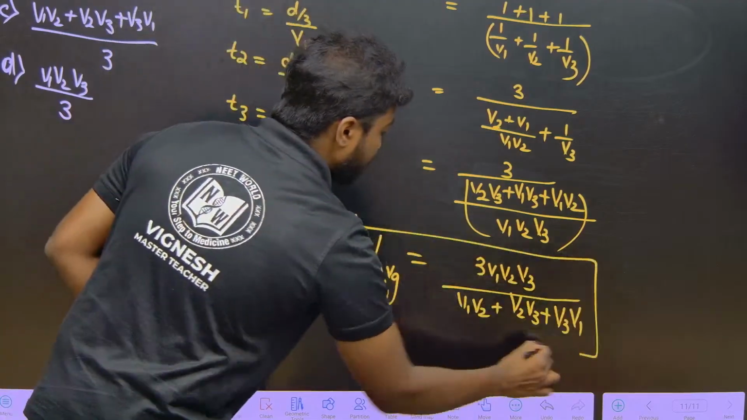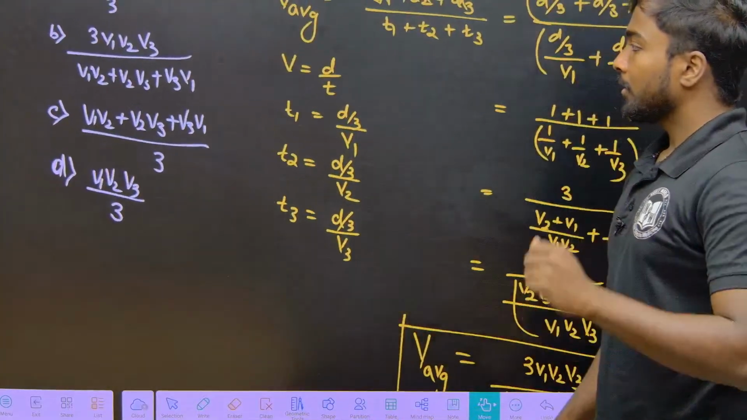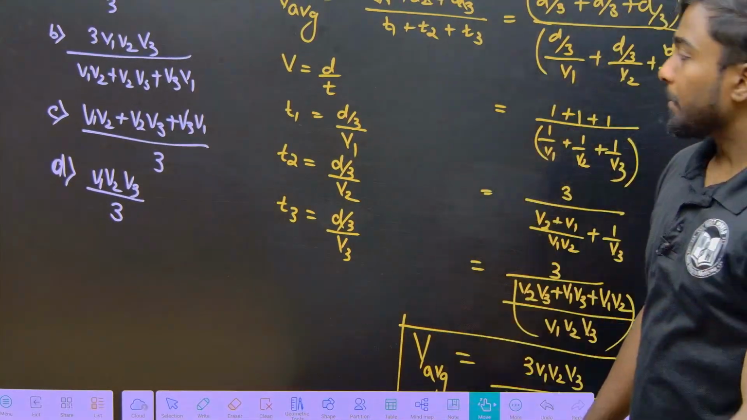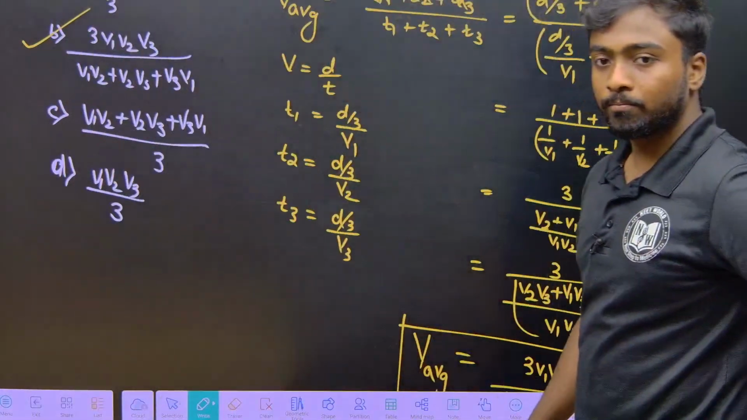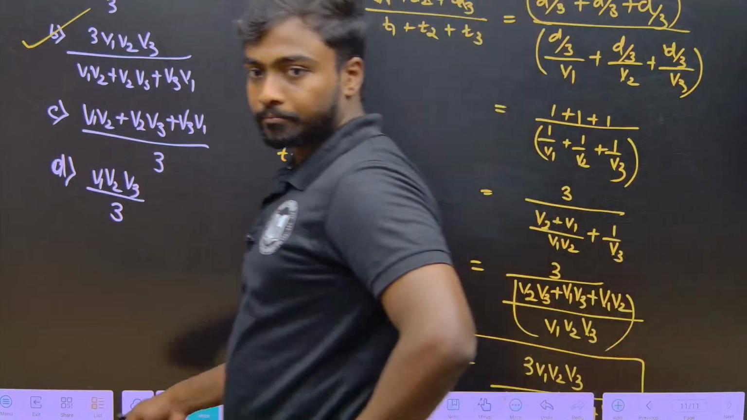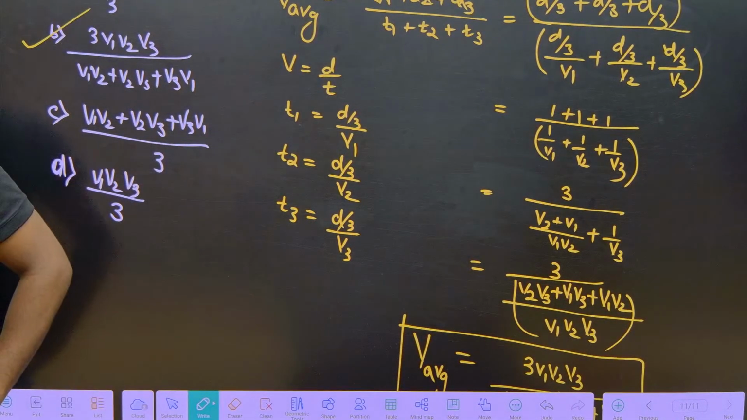So if I see the options, which option is correct? Option B. Any doubt now? Understood now? If you want, you can take the formulas. So whoever is watching now, you can take a screenshot of this.